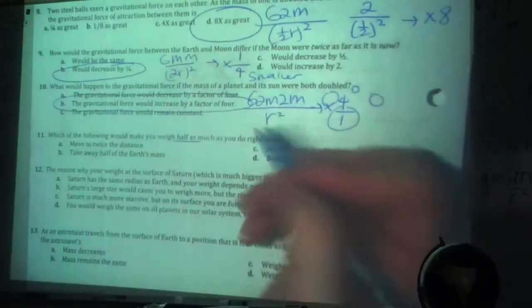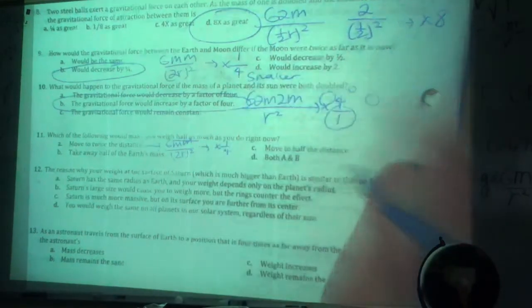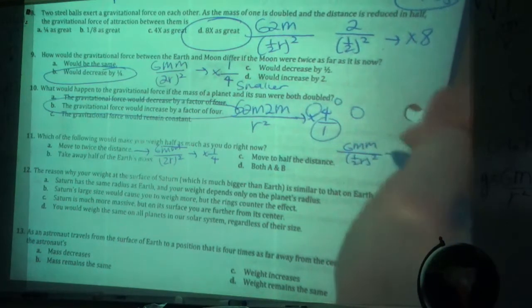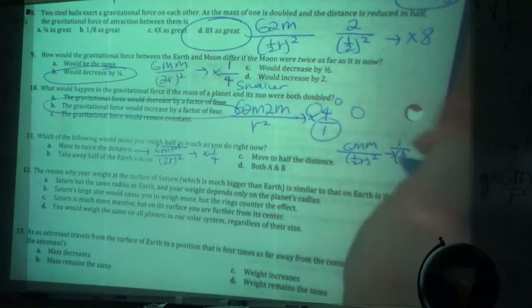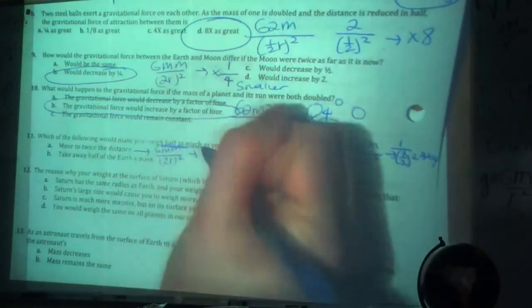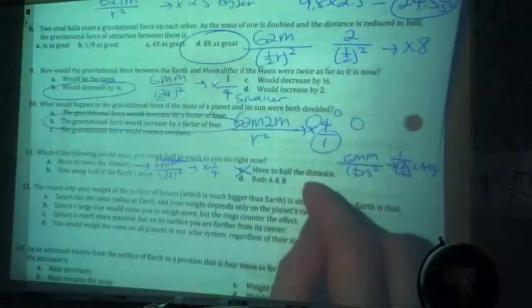Which line would make you weigh half as much? So I want to end up with times 1/2. If I go to twice the distance, a lot of people put this one. Actually, if you go to twice the distance, r gets squared, so that would be times 1/4. If I go to half the distance, that would be times 1 over 1/2 squared, which is times 4. But you could have crossed off C immediately, because if you want to weigh less, then you would go farther apart, not closer. Closer would give you a bigger force.